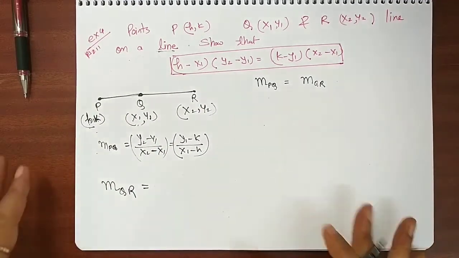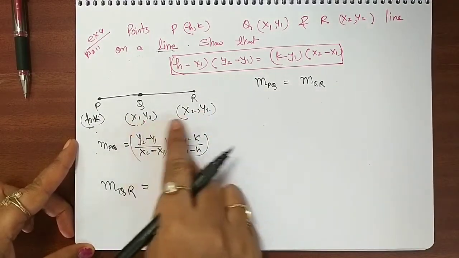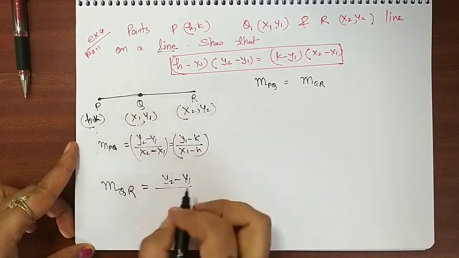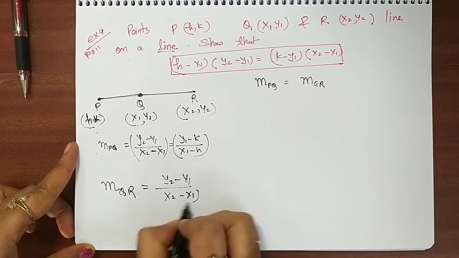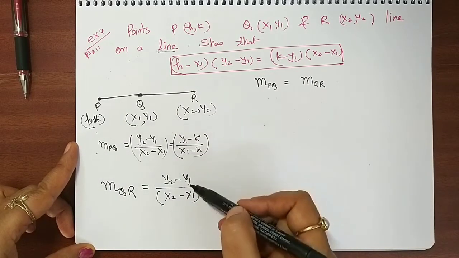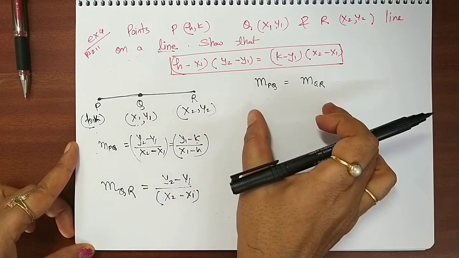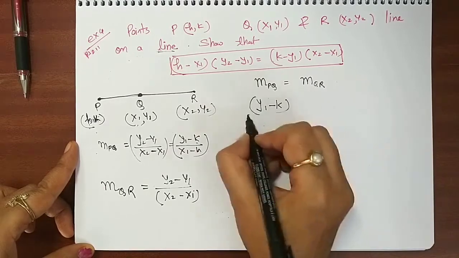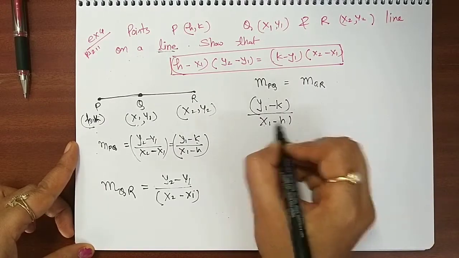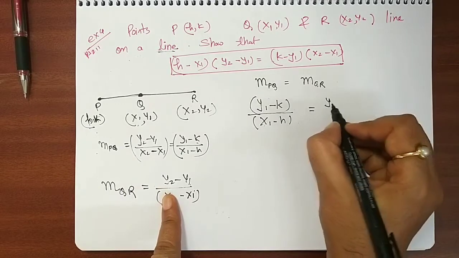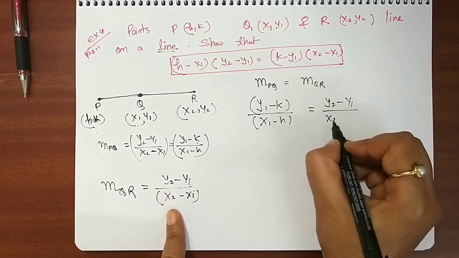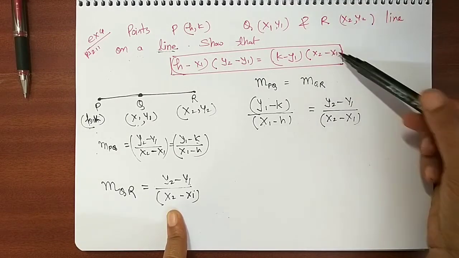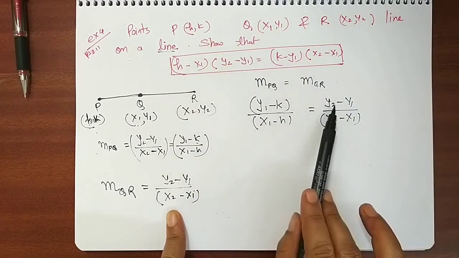So what will be m of QR? m of QR will be, these two I will use. So y2 minus y1, clearly y2 minus y1, and x2 minus x1. Correct. So these are my two slopes. I can equate both here. Let me put it. So y1 minus k over x1 minus h is equal to y2 minus y1 over x2 minus x1. Now investigate this. See, x2 minus x1 is there, yes. y2 minus y1 is there, yes.